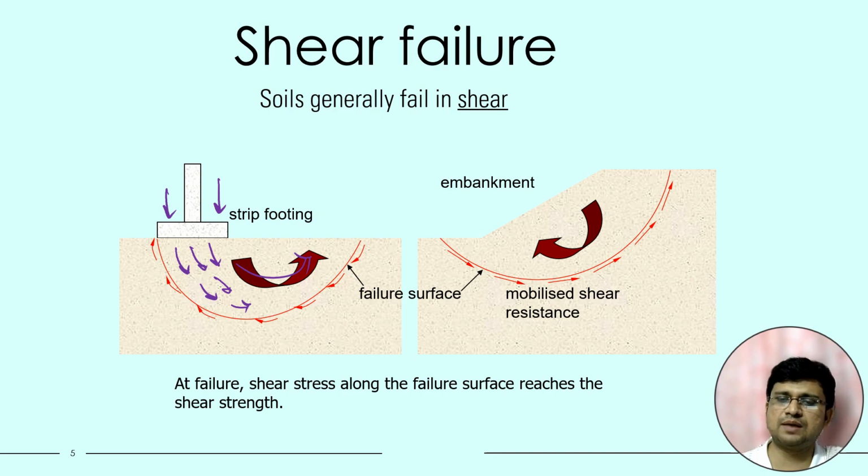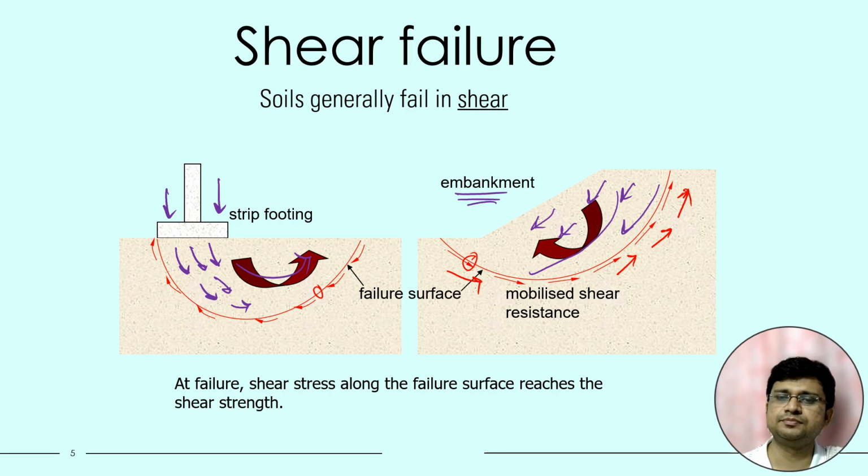Same for an embankment. If there is some slope, then due to the self weight of the soil, it will try to move in this direction. But there will be some resistance from the soil itself, and the resistance will act in the opposite direction. So this is the failure surface. If there is failure due to strip footing or due to embankment, then this will be the failure surface.